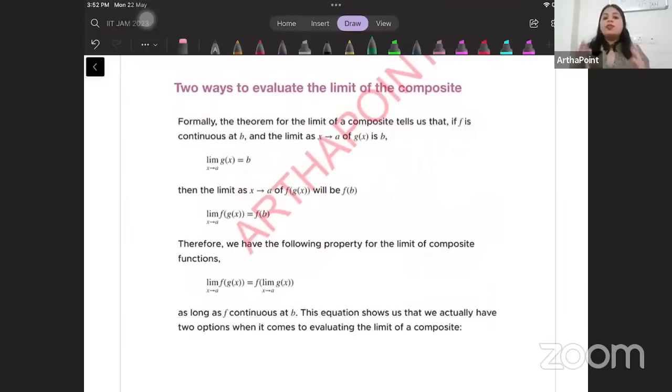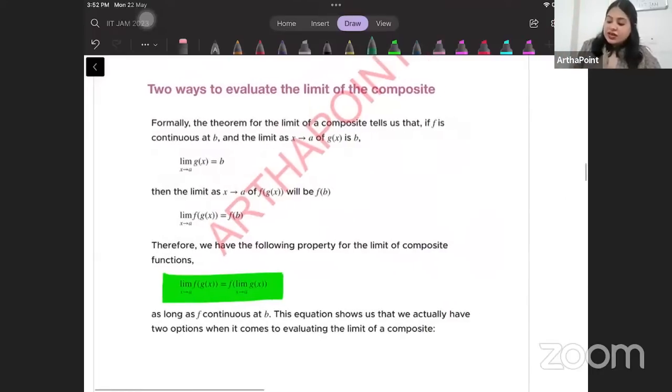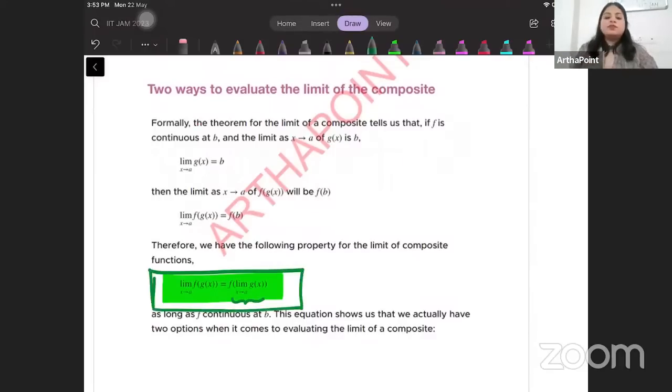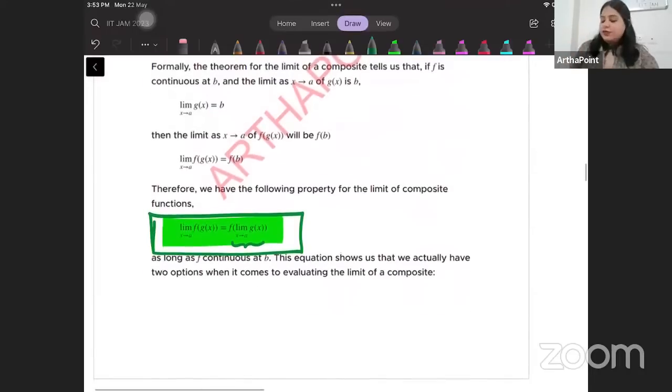Now I am coming to an important rule, and the property of the limit of composite function is that limit of f of g of x is equal to f of limit g(x). Matlab I can take the limit first of the inner function and then put that value inside the function. This is an important rule. Only if f is continuous.